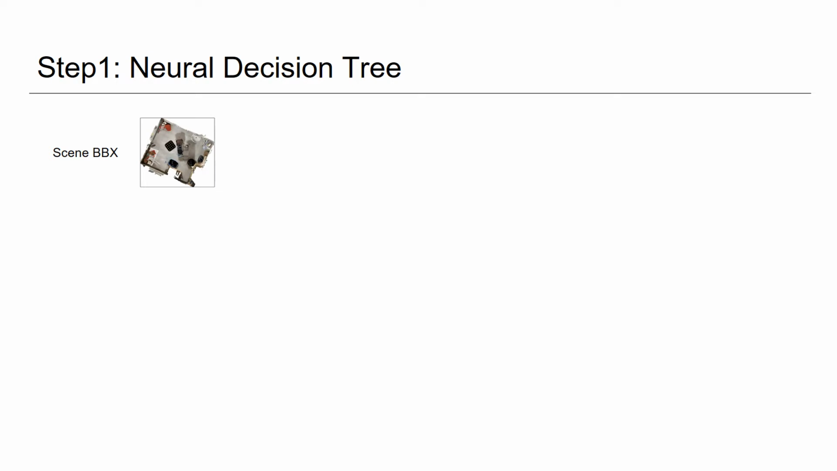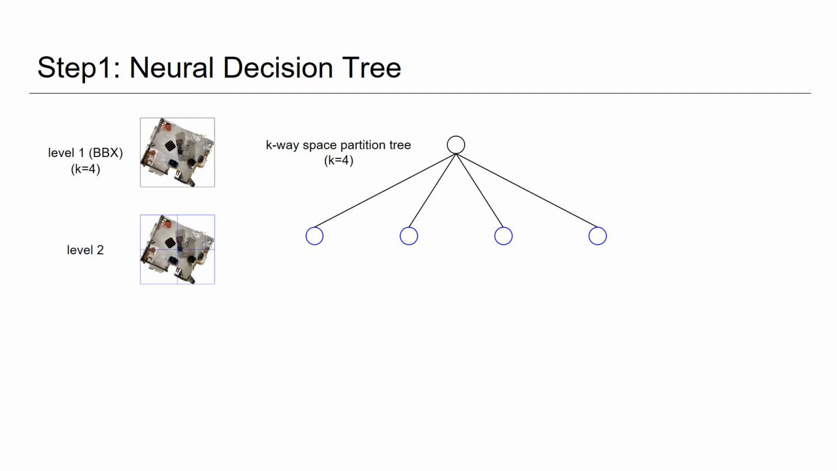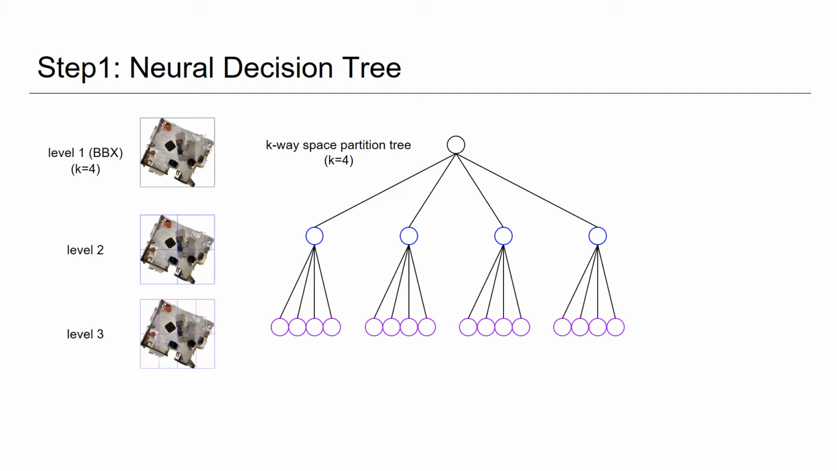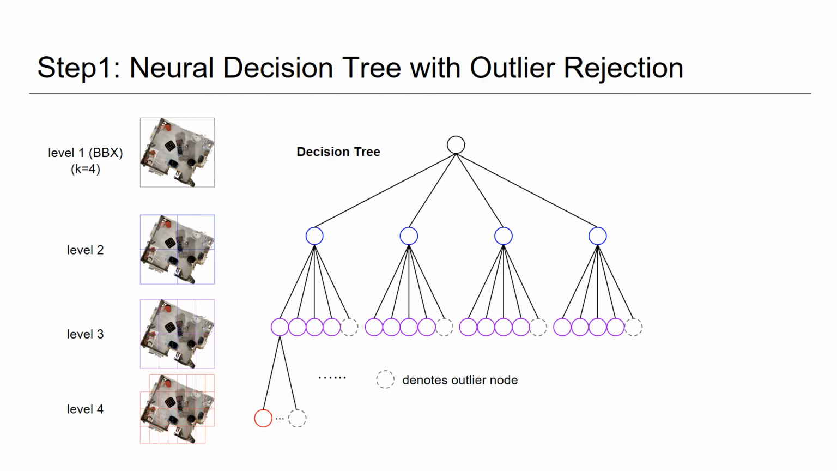For the first step, we build a neural decision tree on scene space partitions. Specifically, we hierarchically divide the scene into K sub-regions. A four-way tree is shown as an example. In the tree, each node corresponds to a scene sub-region. Starting from the second level, we add an outlier route to each node. Now we obtain the Outlier-Aware decision tree.